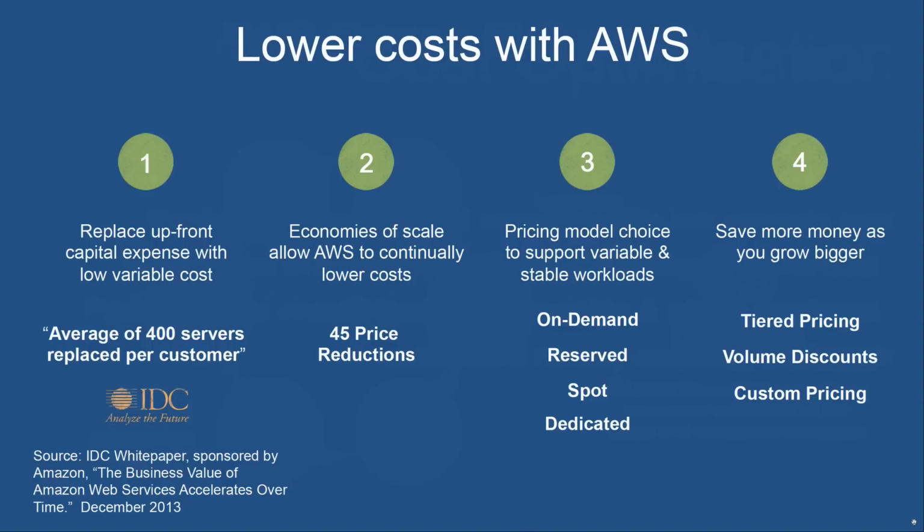Secondly, the economies of scale that we just talked about a second ago in that flywheel construct allows AWS to continuously lower our costs. And as we've said, we've had those 45 price reductions since we started delivering services in 2006. Thirdly, there's some choice in the pricing model that you use. So you can self-optimize your cost base, and we're going to talk about this quite extensively in the last section of the webinar when we come to talk about cost optimization techniques. But you can self-optimize your cost base, matching your purchasing model to the characteristics of the services that you're using.